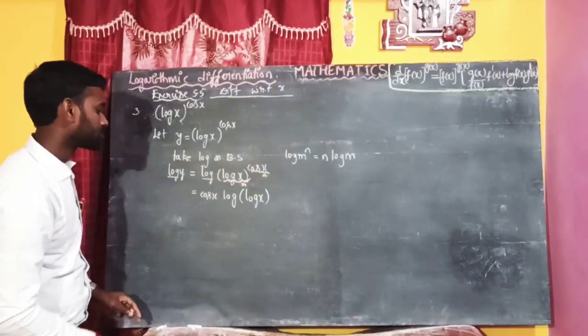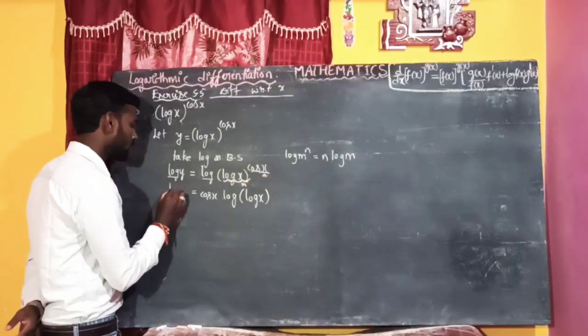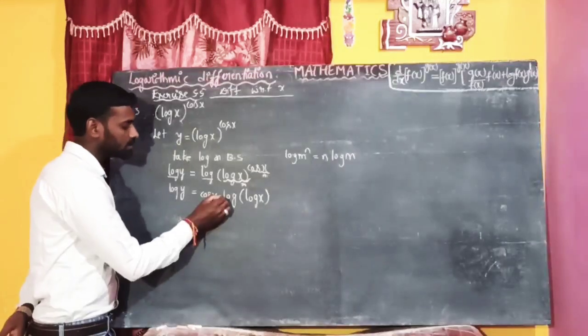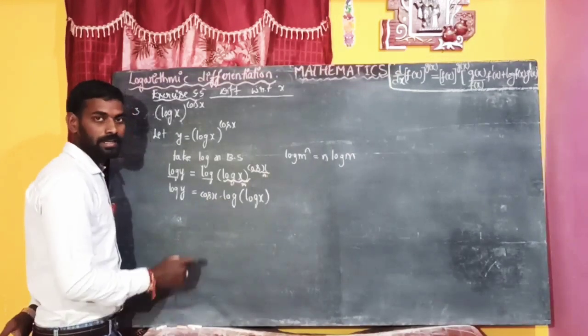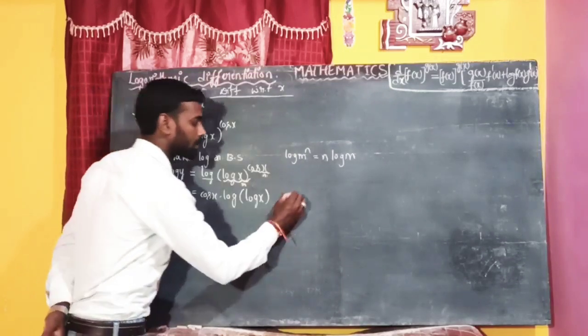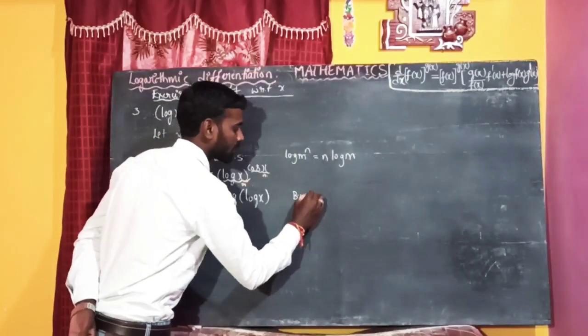Now observe, guys, the left side is log y. This is a product of two functions. We can easily differentiate the product of two functions by using the product rule.